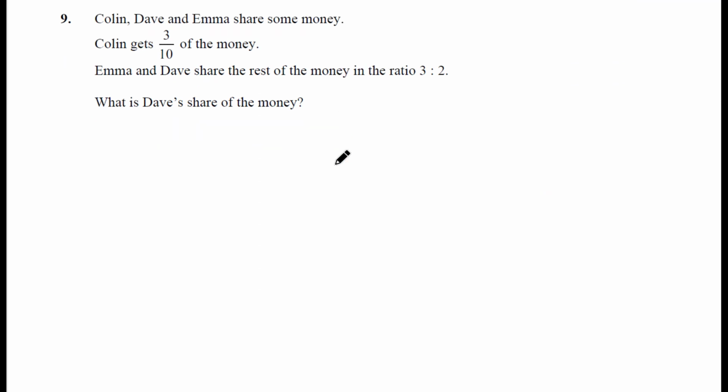Question 9. Colin gets 3/10, that's the key information. And you've got this ratio of 3:2. So the remaining share is 7 out of 10.